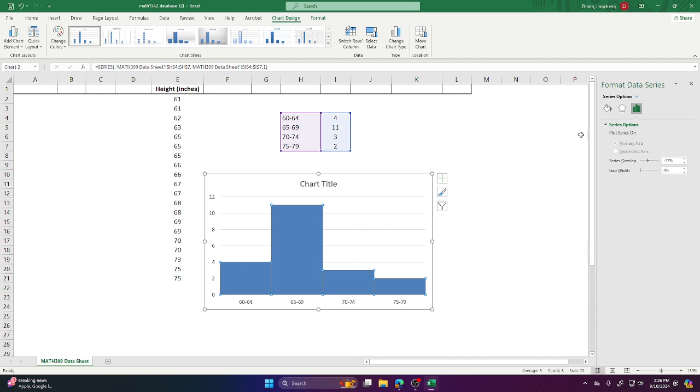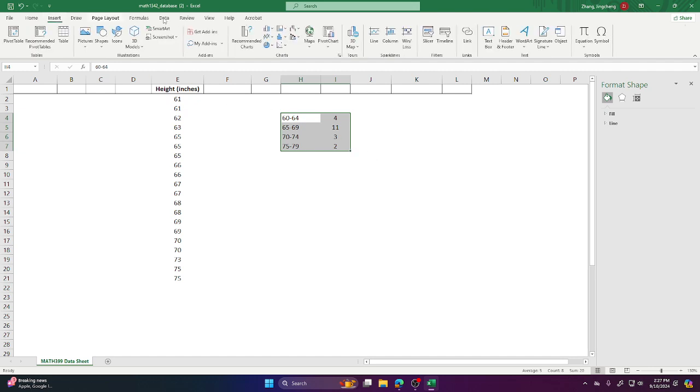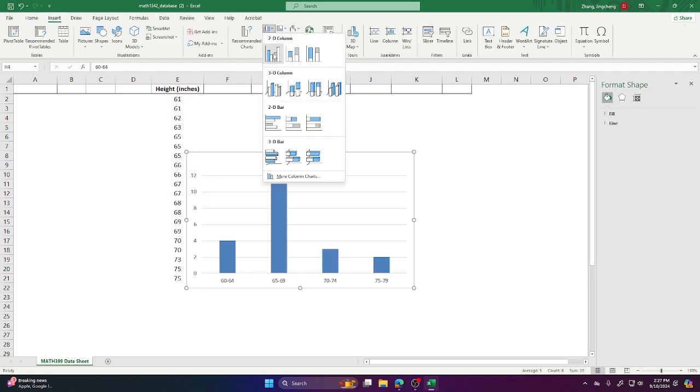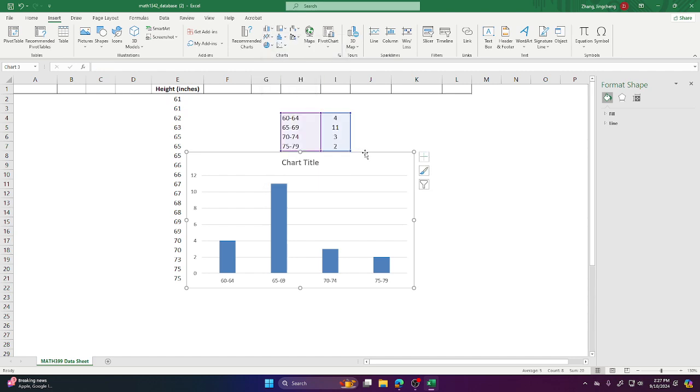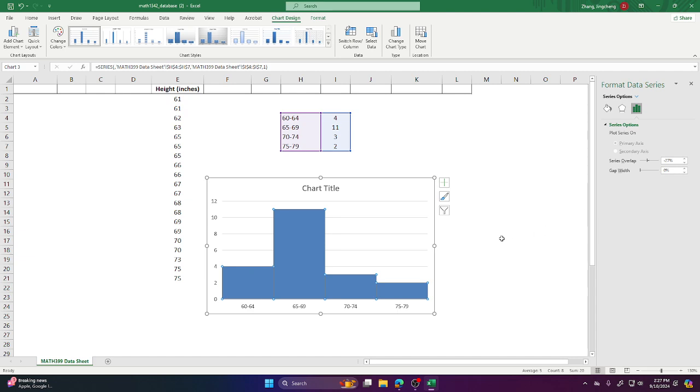Okay, let's start over again. This is what we're doing. So I'm going to highlight my data, insert, and then I'm going to use this 2D column bar chart. If you double click on a bar, this thing should come up on the side. And then I'm going to click on gap width, and I'm going to basically make it 0. And bloop, it turns into a histogram.